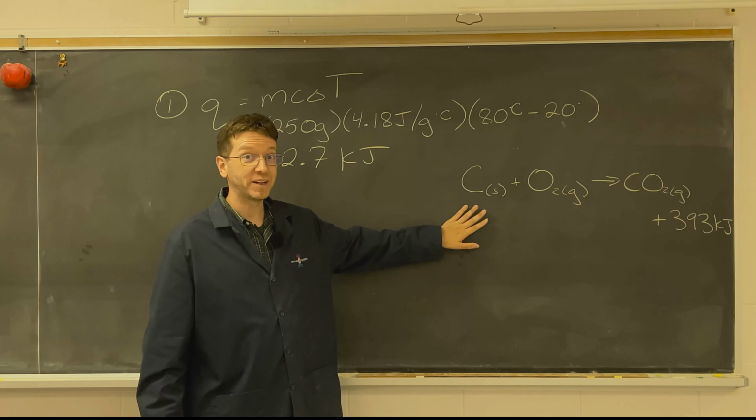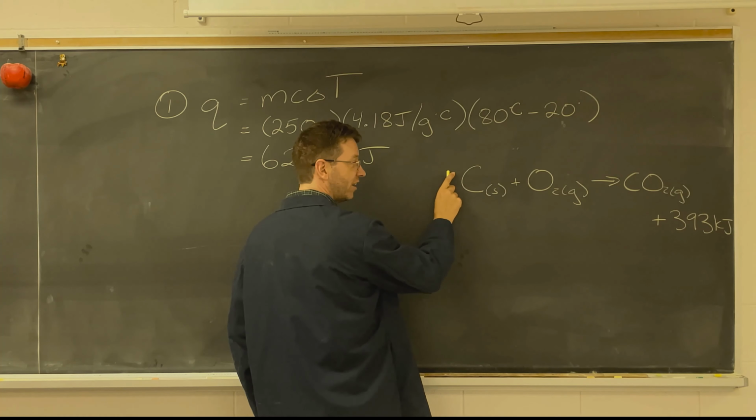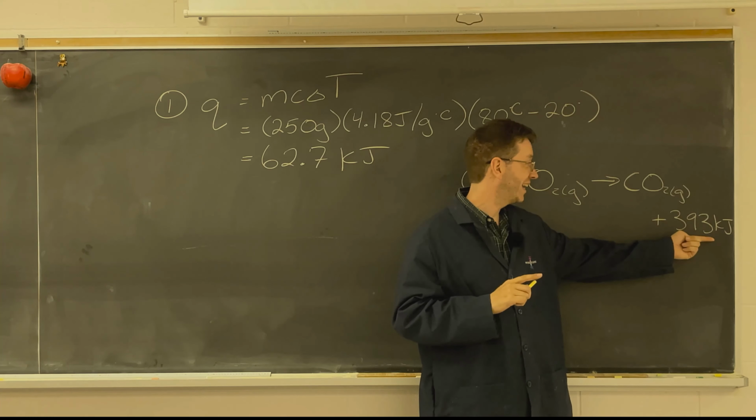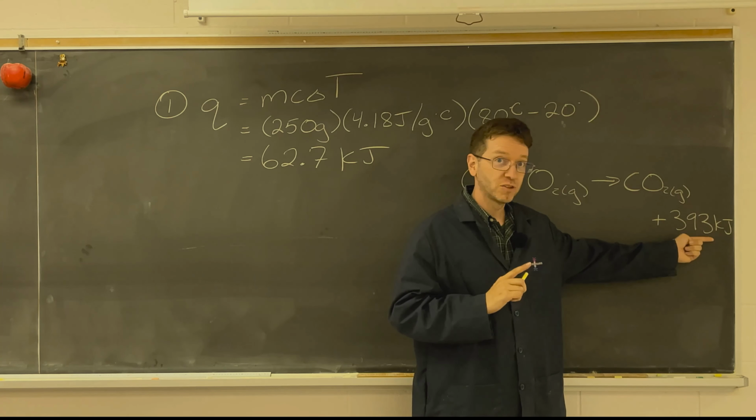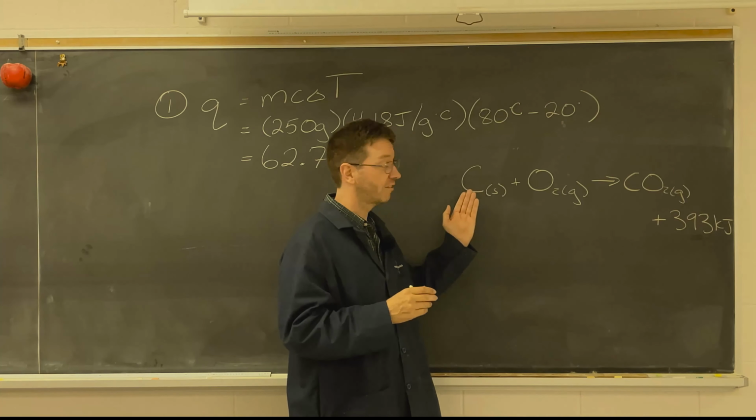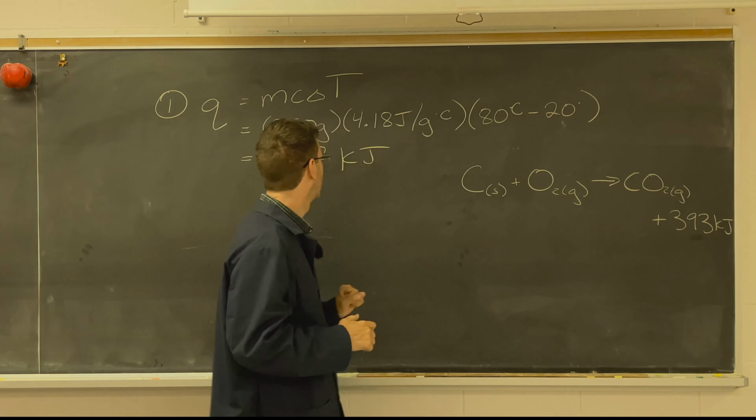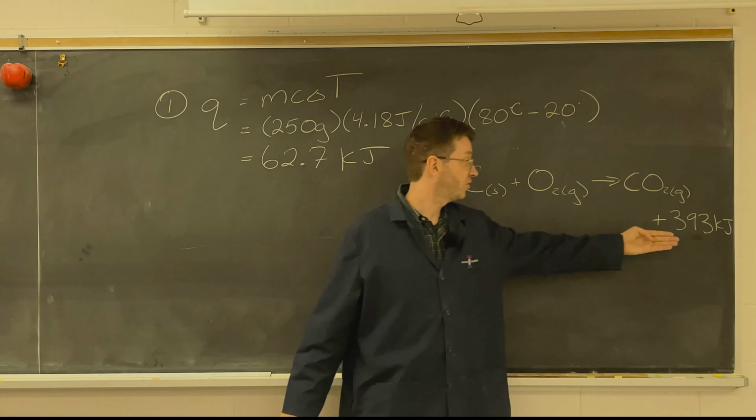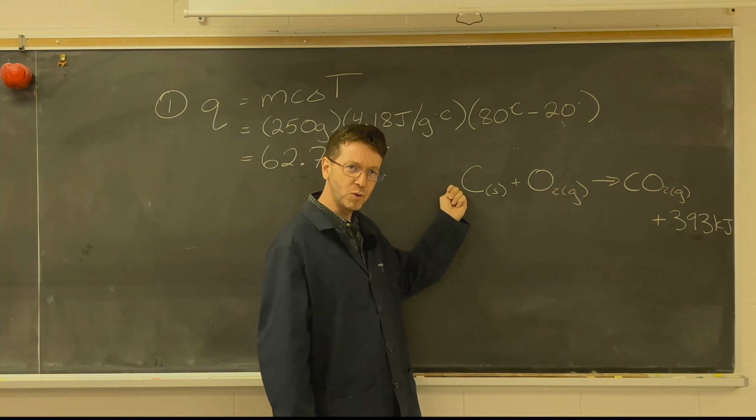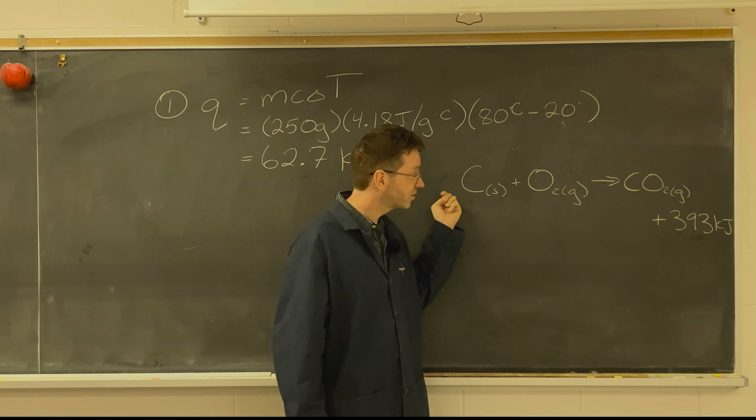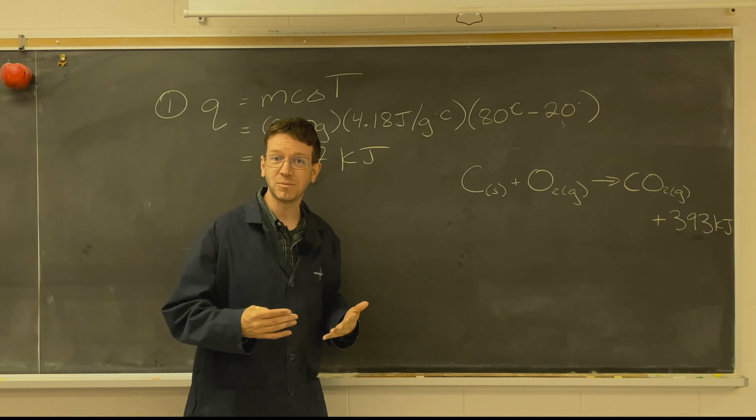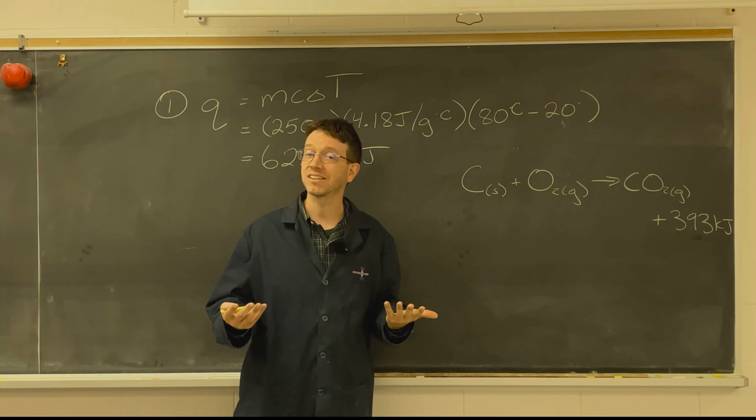Now let me remind you of our reaction. So here is our reaction. Now what this says is our coefficient here for carbon is 1. So for every 1 mole of carbon, we get 393 kilojoules of energy. So essentially this is how much energy we get per mole of carbon if we want to talk about carbon. But we didn't get 393 kilojoules, we got 62.7. So how this works, if this was 2 moles of carbon, it would be twice that. 3 moles of carbon is 3 times that. Clearly we have something less than that, so obviously we made less than a mole of carbon. So how much carbon did we actually make?